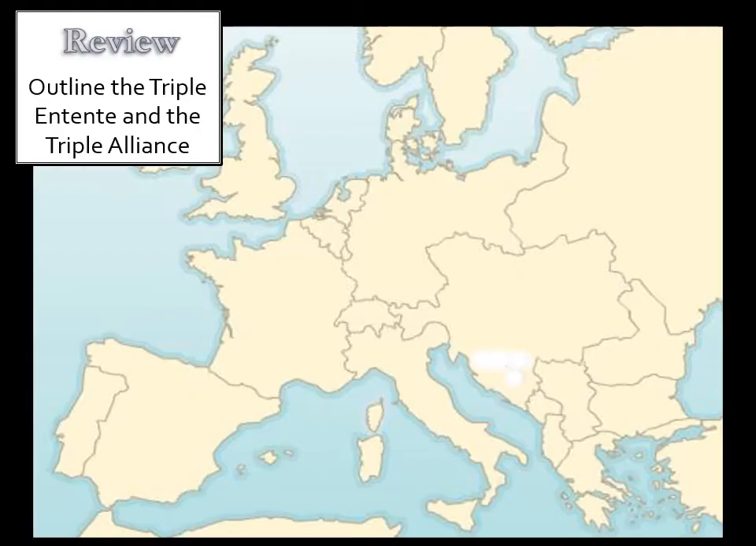In the previous lecture, we learned about the two main alliances in Europe in 1914, the Triple Entente and the Triple Alliance, also known as the Central Powers. Take a moment and identify these alliances on the map provided.